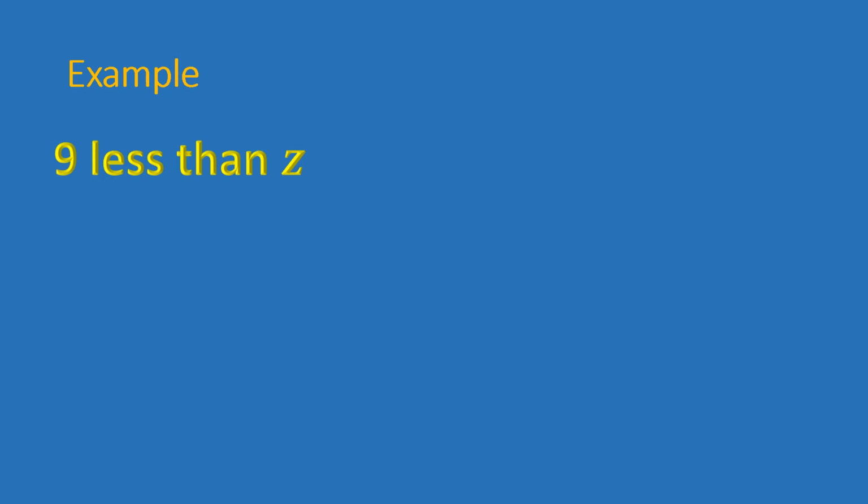Let's have this one. 9 less than z. When we say less than, it means subtraction. So just like with more than, we start at the latter part. So we have now z minus 9.